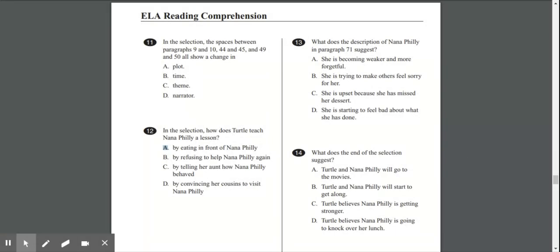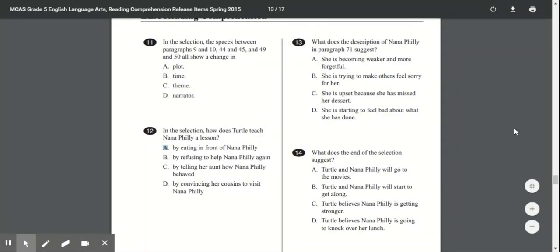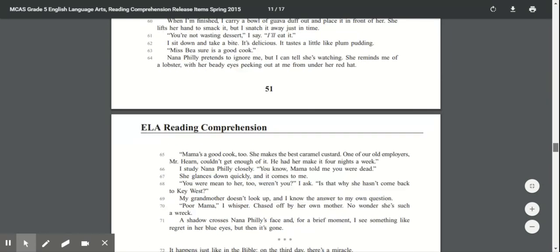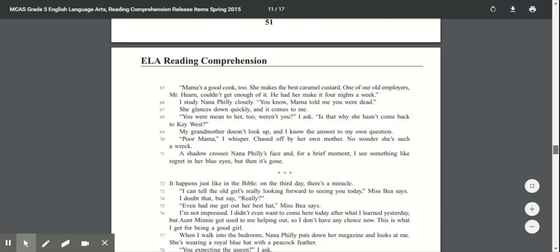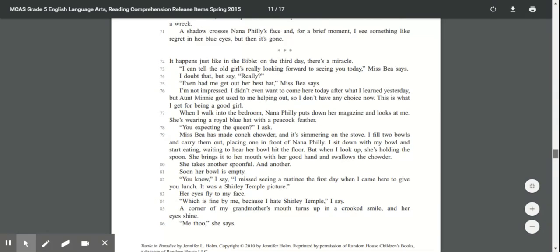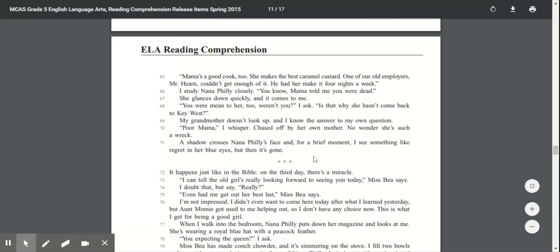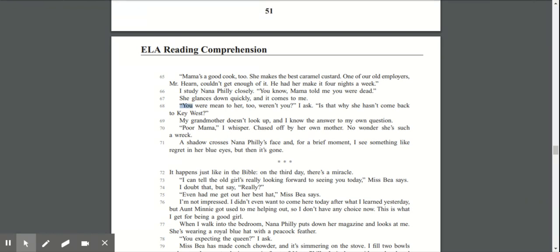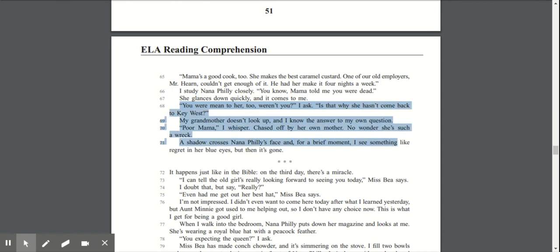Number 13. What does the description of Nana Philly in paragraph 71 suggest? So let's go back up to paragraph 71. All right. Paragraph 71: "A shadow crosses Nana Philly's face, and for a brief moment, I see something like regret in her blue eyes, but then it's gone." I'm going to start looking at 68 to understand where this is coming from. So, you should be looking at this entire section, okay?